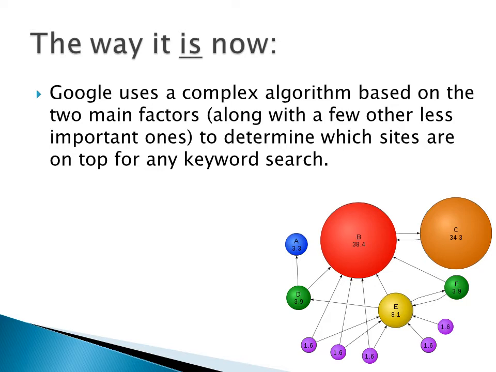Okay, when you type into Google a particular search, by the way, I'm using the term keyword here, but we also could say phrase. It could be a group of words that you tie in. So Google uses a complex algorithm based on those two factors, along with a few others, to determine which sites rank high.